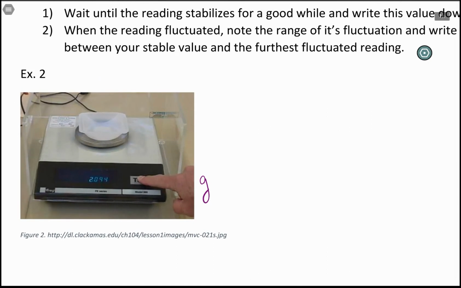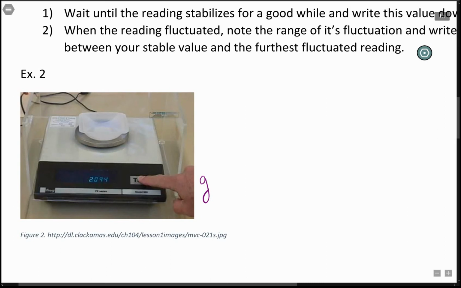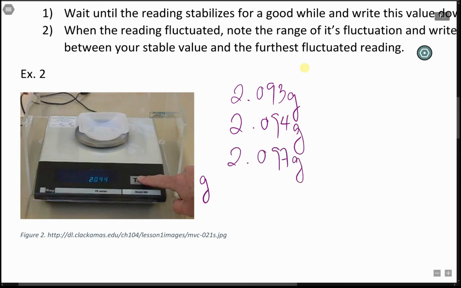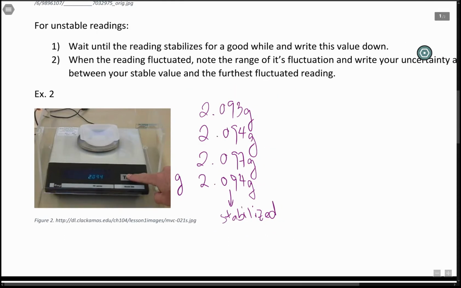Let's say when you first put your mass on the balance, it read 2.093 grams, then it read 2.094 grams a second later. Then after another second, it read 2.097 grams, and then the last second it went back to 2.094 grams, and this is where it stabilized. When it stabilizes, this is the value that you want to record on your data table.